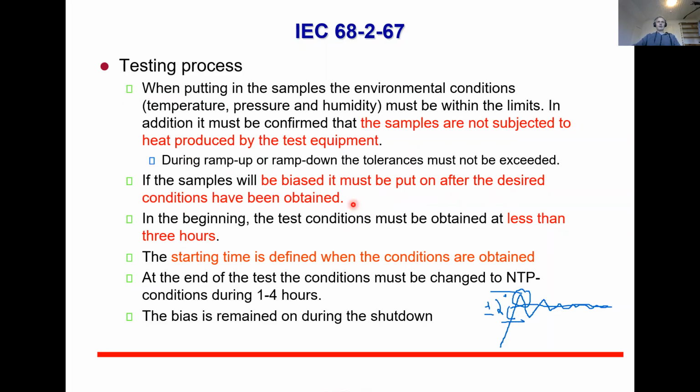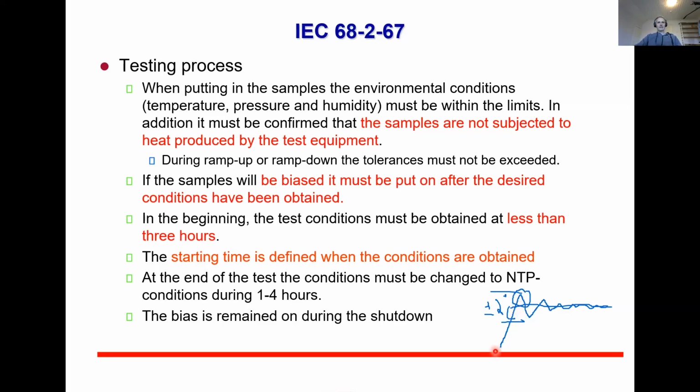An important thing is that if you use biasing, so you put the voltage on, you should not put it on when you start the test, but when the target conditions have been reached. So when the temperature is 85 and relative humidity is 85, plus minus 2, plus minus 5. On the other hand, when you do the ramp down, you keep the bias on during ramp down, which is maybe a little bit illogical, but this is how it has been defined.